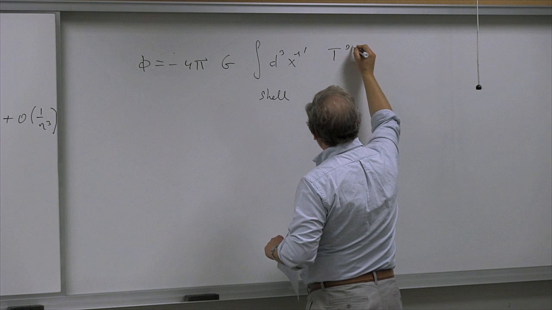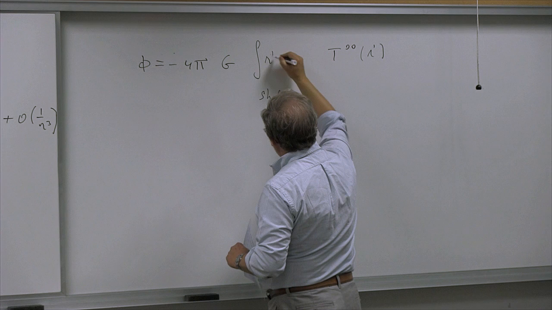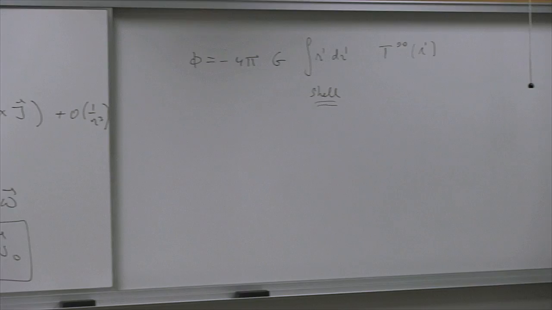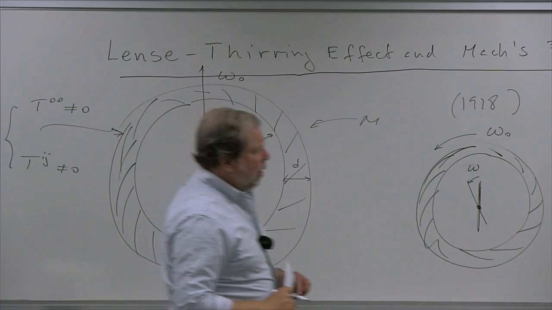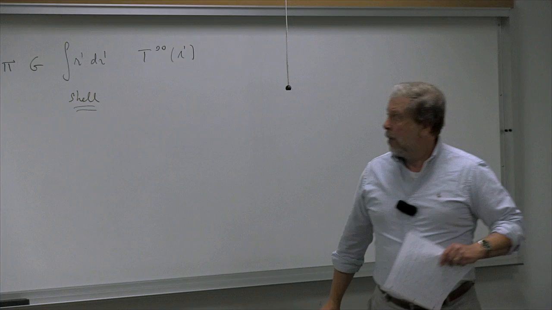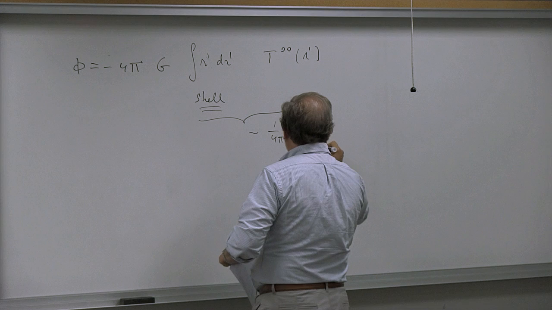And the T naught naught will depend, in fact, only on the r prime. So sorry, we already taken out the angular factor. So this is just r prime times dr prime. And the integral is just over the region where the mass distribution is non-zero, which is this outer shell, which is supposed to be thin, right? So it will have an intrinsic shape, but that width is supposed to be rather small. And so this integral is 1 over 4 pi times the mass divided by the distance, right?